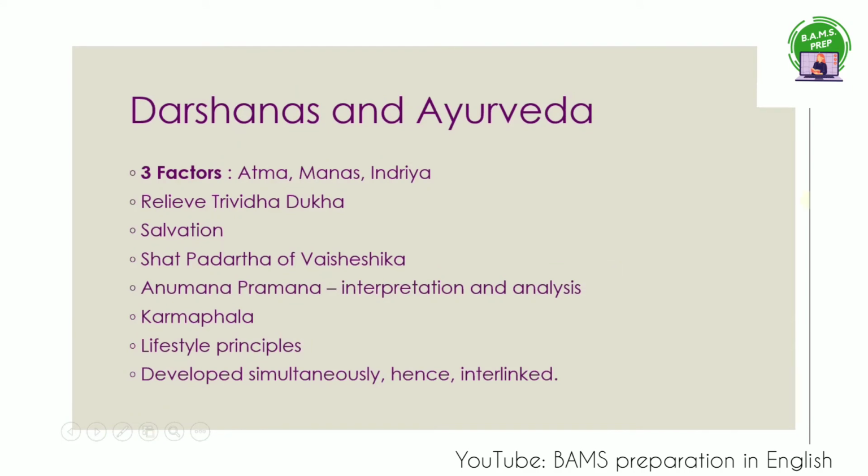Darshanas and Ayurveda. How are Darshanas and Ayurveda similar? Both Darshanas and Ayurveda tell us about three factors, that are Atma, Manas and Indriya. Both of them help us to relieve the Trivida Dukha. That is, just as we saw, Adhyatmika, Adidevika and Adibhautika rogas. They help us to reach salvation, that is liberation. They both tell us about Shat Padartha of Vaisheshika.